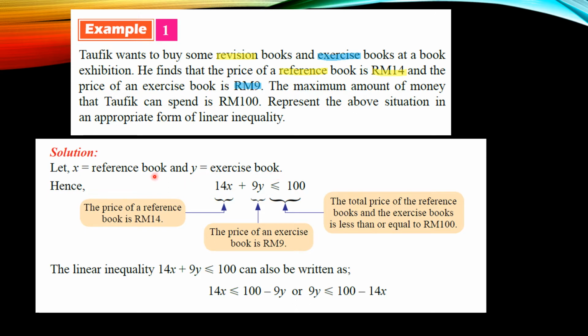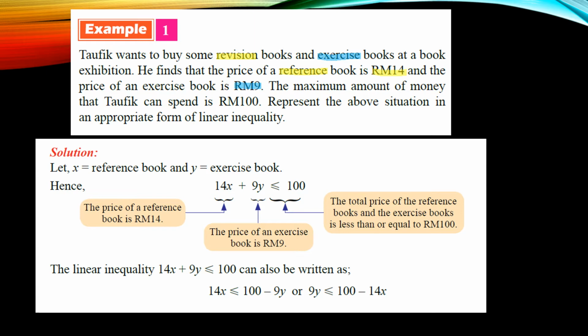So the cost for one reference book is 14 ringgit. We don't know how many he wants to buy. So that's why 14 times x, plus the cost of one exercise book is 9 ringgit, so 9 times y. How many exercise books? The number of exercise books that he wants to buy. This amount must be less.